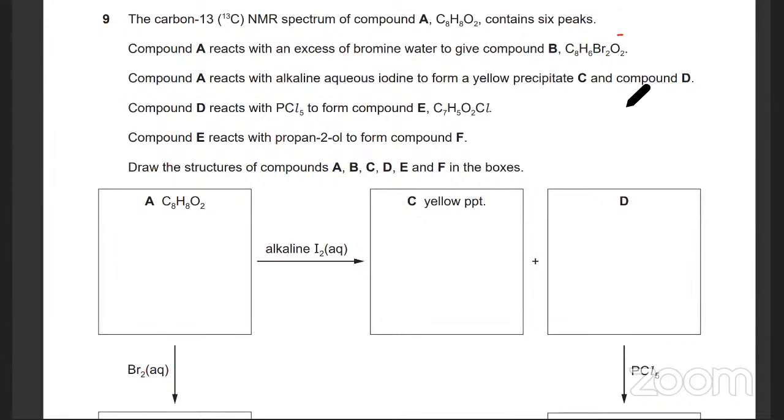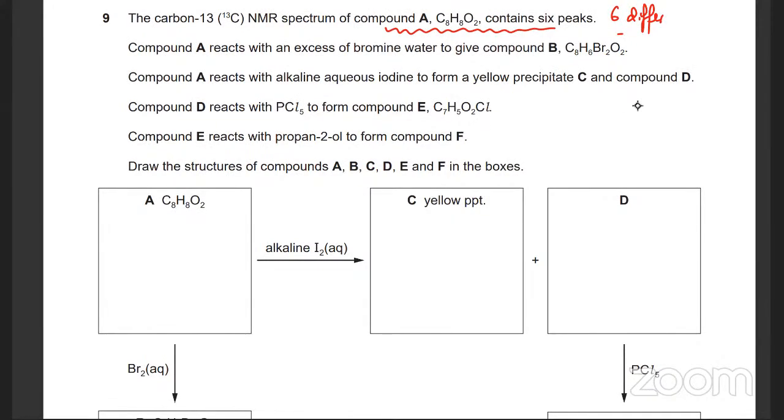It indicates that in C8H8O2, there are 6 different types of carbon, or 6 different chemical environments.